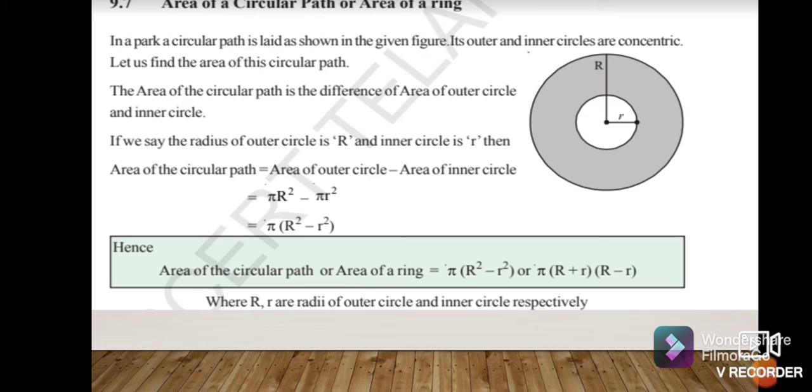Hence, the area of the circular path or area of the ring is equal to pi into capital R square minus small r square, or pi into capital R plus small r into capital R minus small r. Here, capital R and small r are the radii of the outer circle and inner circle respectively. I hope you understand this formula.